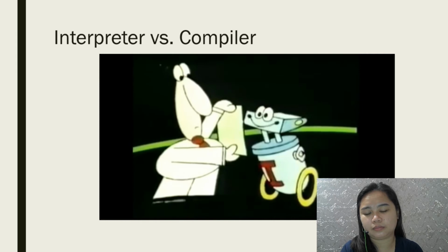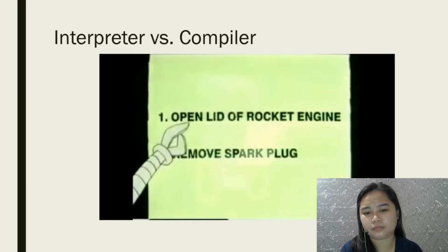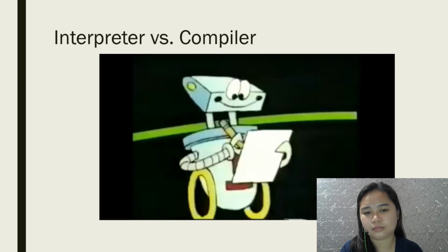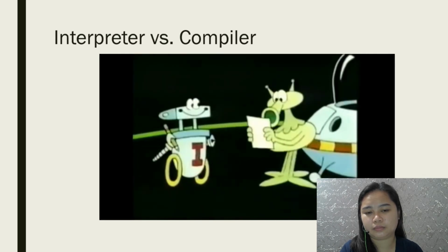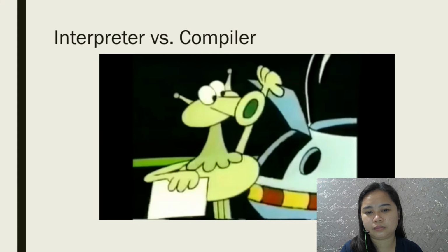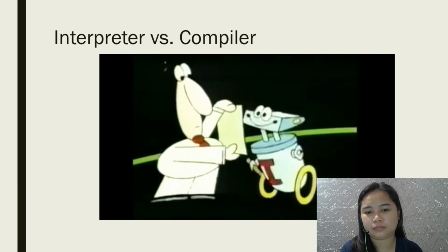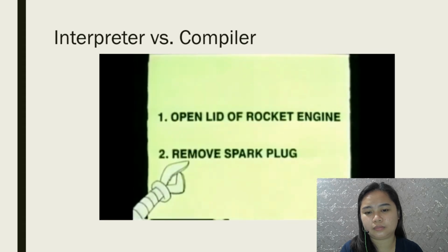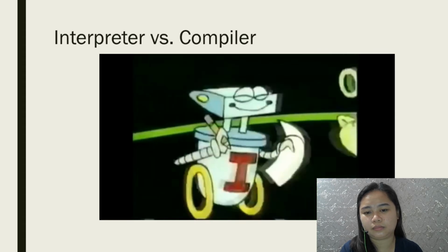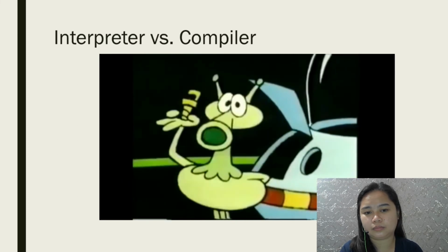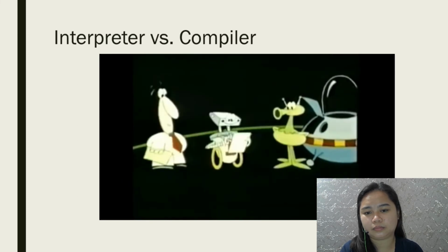He reads your first instruction, open lid of rocket engine, translates this into gobbledygook, and immediately passes it on to the mechanic, who executes the instruction. Then the interpreter reads your second instruction, remove spark plug, translates this into gobbledygook, and passes it on to the mechanic, who executes it. And so on and so forth.